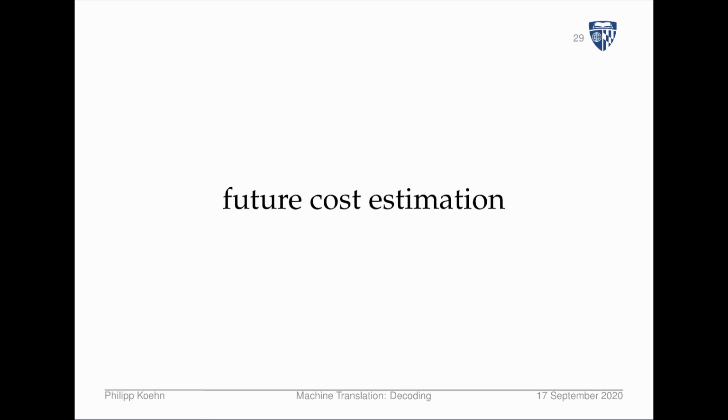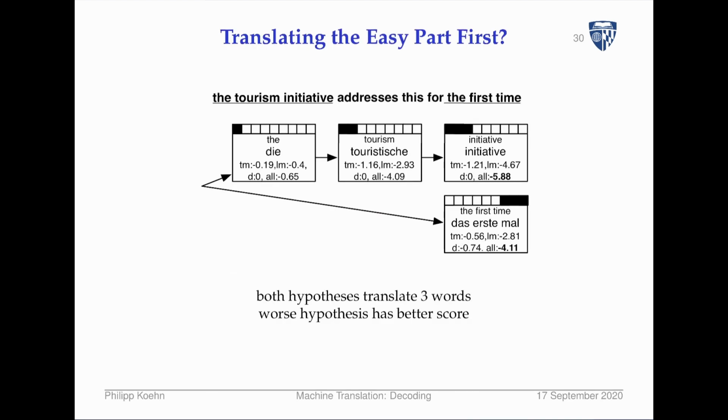Okay, let's take a closer look at how we eliminated translations from a stack, how we actually did that pruning. So here's the motivating example. Let's say we have this sentence here, the English sentence actually: The tourism initiative addresses this for the first time. What I want to highlight here is it has this trigram, the tourism initiative, and the trigram the first time.